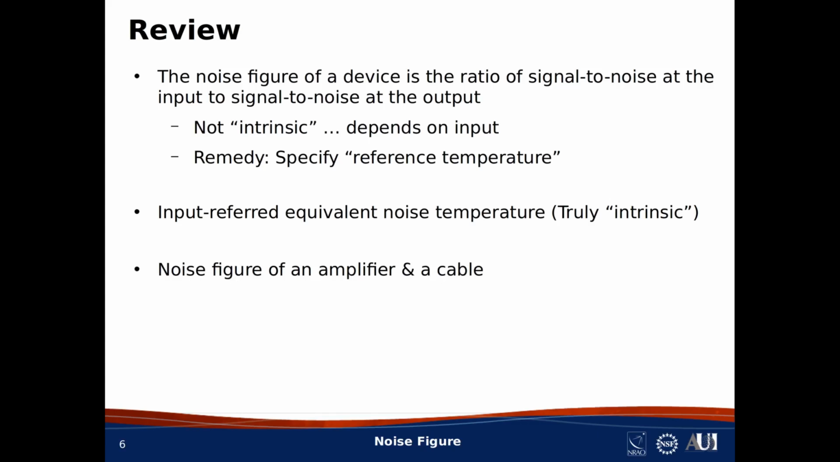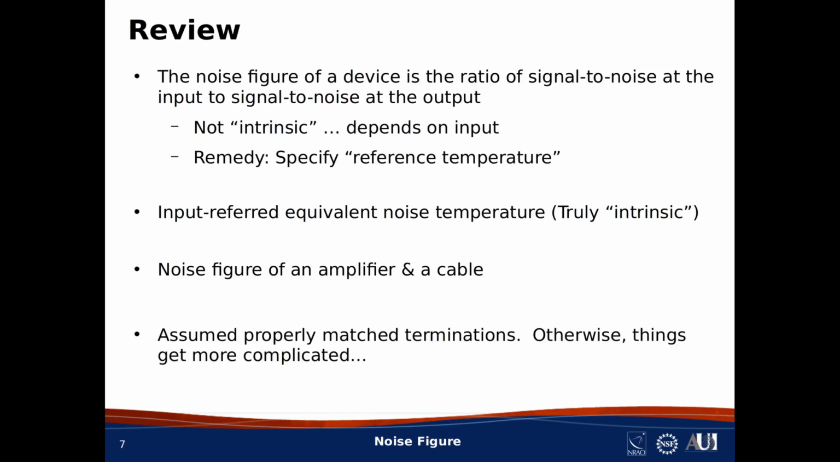We worked examples to determine the noise figure of an active device, namely an amplifier, and a passive device, namely a cable. And we mentioned some pitfalls that you may encounter in doing this. One final comment. In this lesson, we always assumed that the device in question was properly matched at its input and its output. If instead the device is not perfectly matched to the appropriate impedances, then things get more complicated. Just keep that in mind.